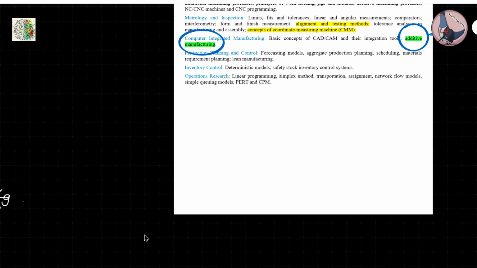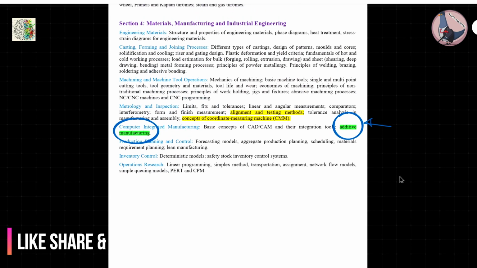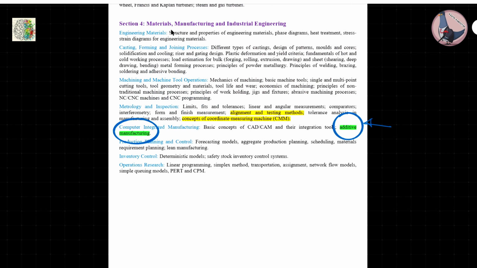Let's start with the agenda. Our agenda is additive manufacturing. Now, to understand this topic very well and the depth to which we have to go into it, we have to first understand where this topic lies. They have added this topic under the head of production, along with all the other topics of production like casting, forming, joining, etc.